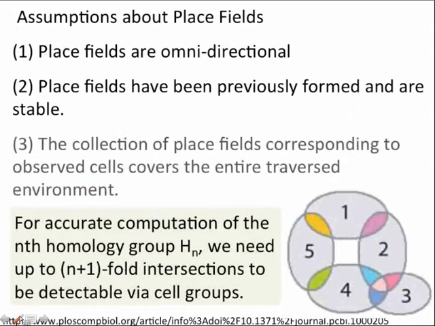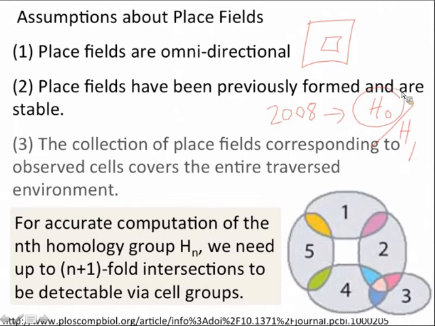There's also another difference. In the 2008 paper, they were only interested in H0 and H1. You notice that all the environments were connected. They just varied on the number of holes. So we know what H0 is. H0 should be 1 because it's connected. And then H1 will either be 1 or 2, depending upon whether there's 1 or 2 holes.